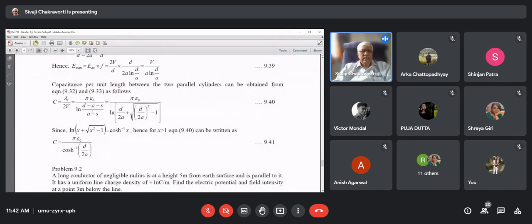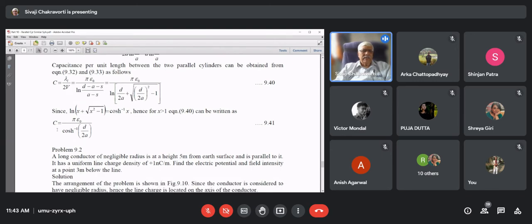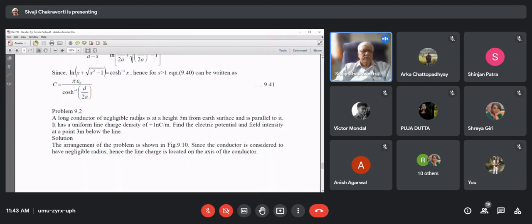So here you can see, and then if you put the expression of s in terms of b and a and do some more algebra, you get this capacitance per unit length as equation 9.40 in terms of d and a. Some people do further algebra putting this hyperbolic expression, and people arrive at this expression which is 9.41. These are all different ways of expressing something in terms of the mathematical expression.